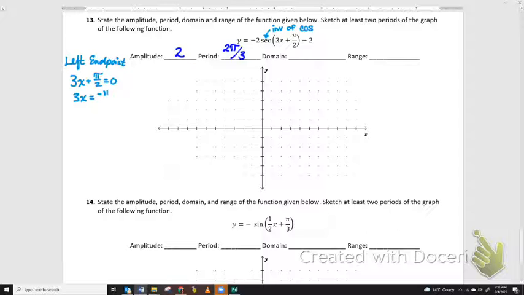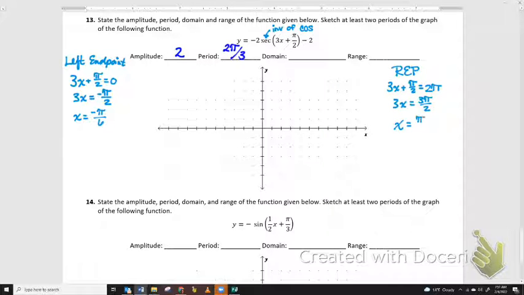All right, so I'm going to have 3x equals negative pi over 2. Divide both sides by 3. My left endpoint falls where? Negative pi over 6. For my right endpoint, I have 3x plus pi over 2 equals 2 pi. So 3x equals 3 pi over 2, right? Because 2 pi is the same thing as 4 pi over 2 minus 1 pi over 2. So I get 3 pi over 2. Divide both sides by 3. 3 pi over 6, which is pi over 2. So I probably want to count by pi over 6's.